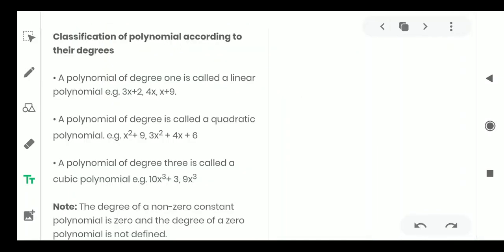As we discussed in the previous class, there are some types of polynomials according to their degree. If the degree is 1, then it is called a linear polynomial. If the degree is 2, that is called a quadratic polynomial. These are the examples. This topic we already discussed yesterday. If the degree is 3, it is called a cubic polynomial. Now again we will see some types.